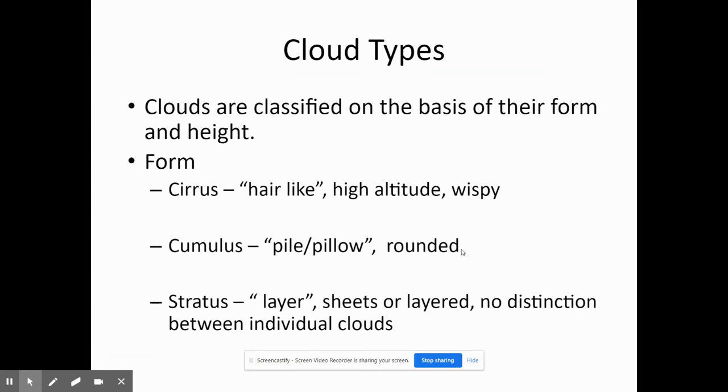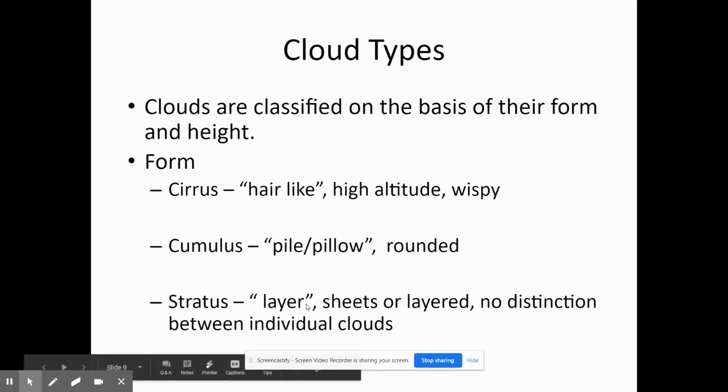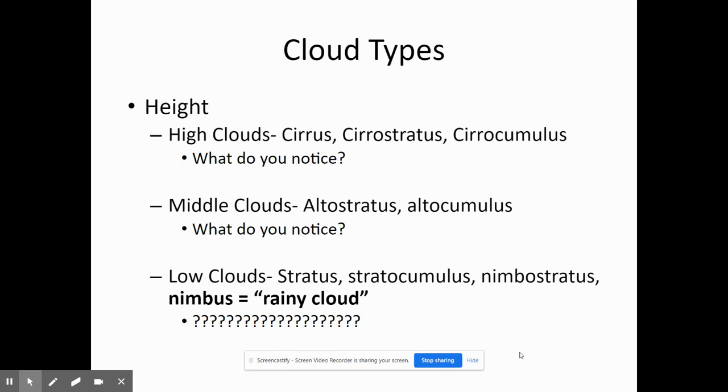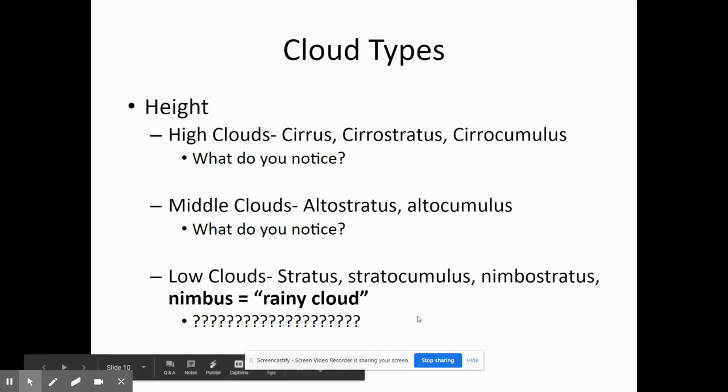Okay, clouds are classified on the base of their height. Okay, their form: cirrus or hair-like, cumulus are pillow-like, and stratus are layered. Okay, and there's no distinction between individual clouds many times with the stratus. Cloud height. High clouds, we just talked about those: cirrus, cirrostratus, and cirrocumulus. Middle clouds are your altostratus and altocumulus, and your low clouds are stratus, stratocumulus, and nimbostratus. Nimbus means rainy cloud.